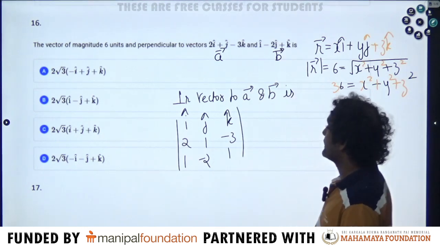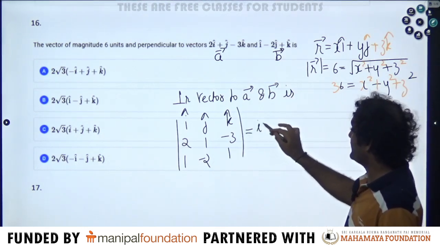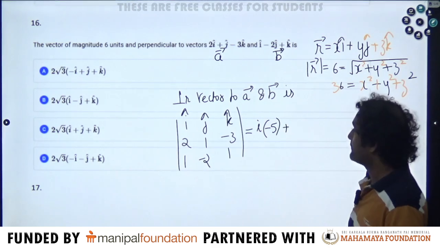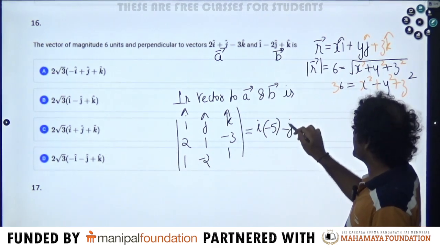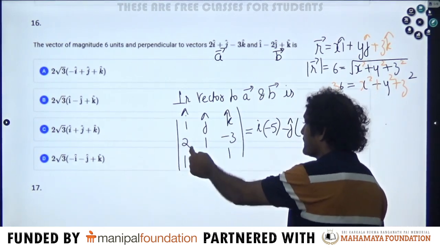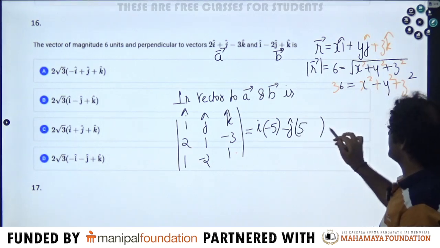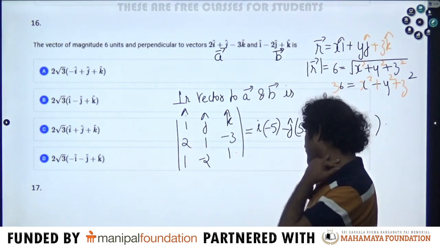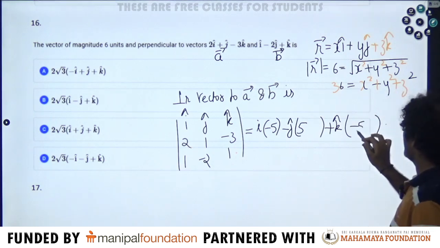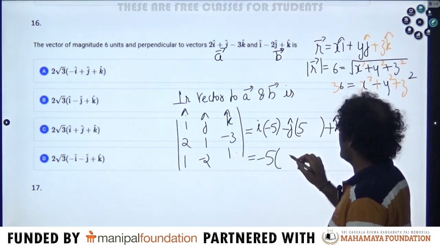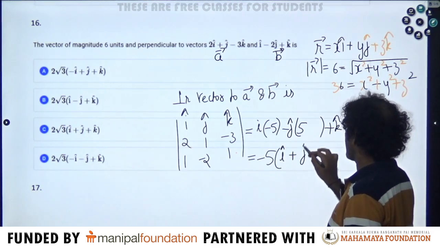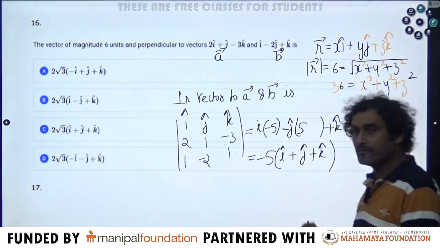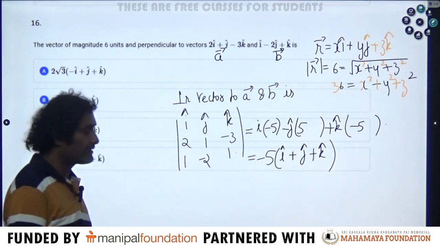2 1. Yeah, so can you do this? i into 1 minus 6, minus 5, plus, ಅಲ್ಲ, minus j into 2 minus of minus 3, 5, plus k into... ಅದೇ ಬರ್ತಾ ಉಂಟಾ ಅಂತ? Yeah, so minus 4 minus 1, minus 5. So ನಾನು minus 5 ಹೊರಗೆ ತಕೊಂಡ್ರೆ I'm getting i plus j plus k. This means this is the perpendicular vector.